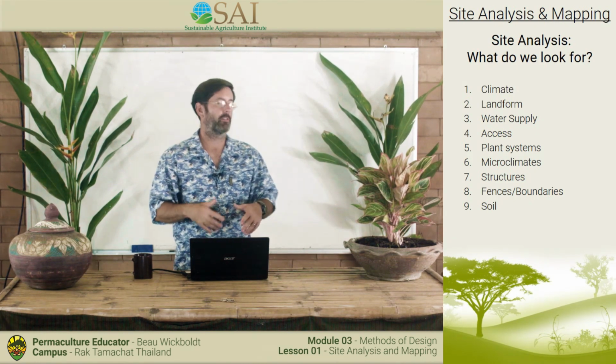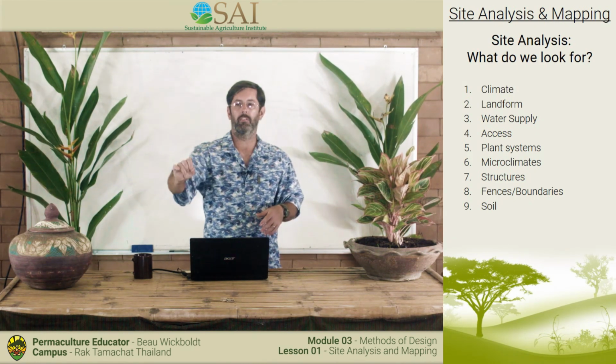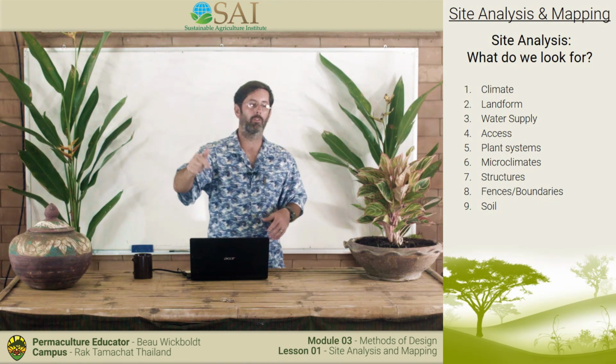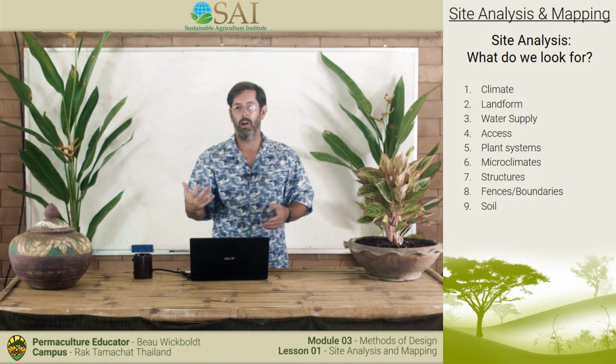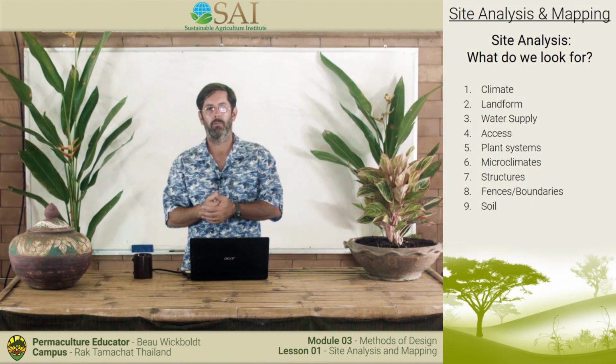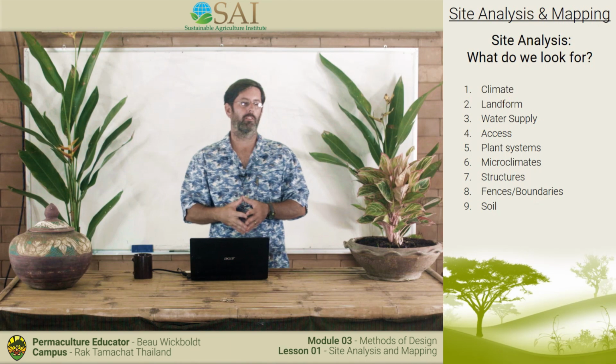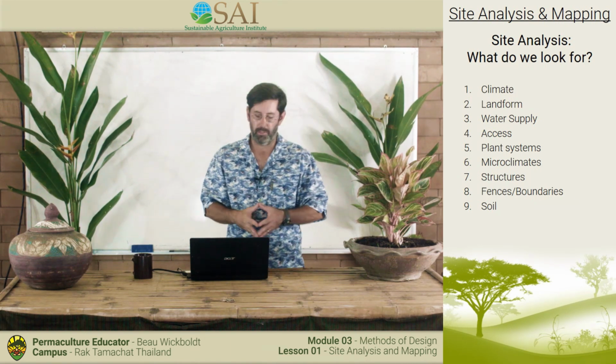What about plant systems? What is already there? So when I do the analysis, what types of plants are there are going to give me an indication of what grows well on that property. So if I see like a pear tree and it's doing really good, wow, that pear tree is growing really nice. Well, what other trees like the same conditions as pears? This would be an indication of what may grow well.